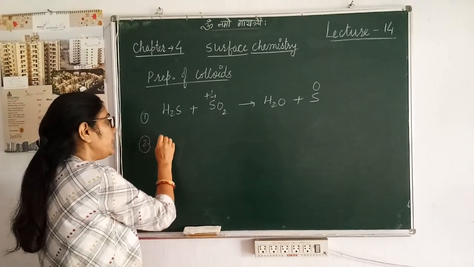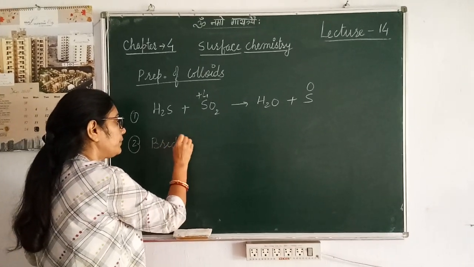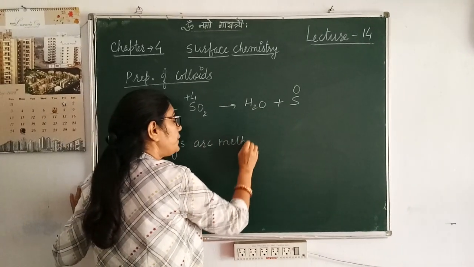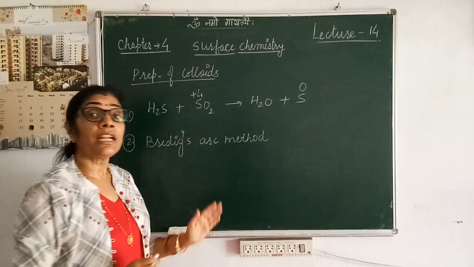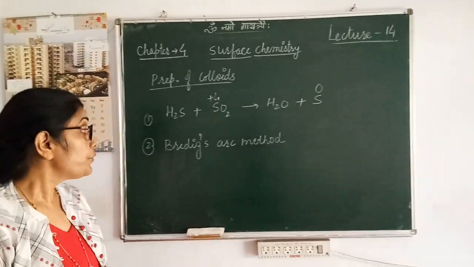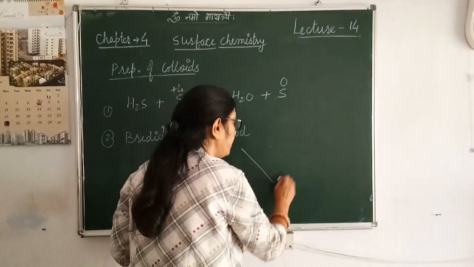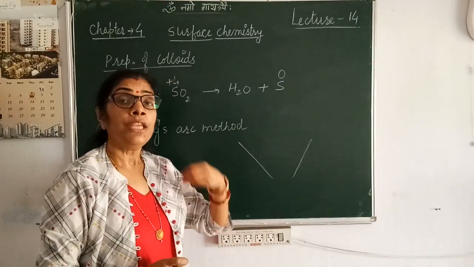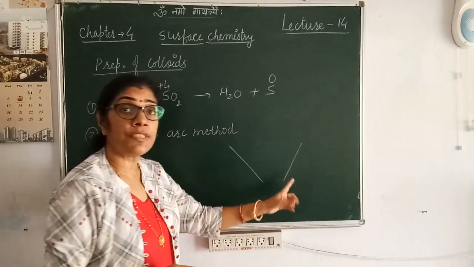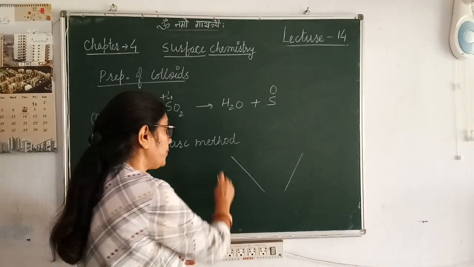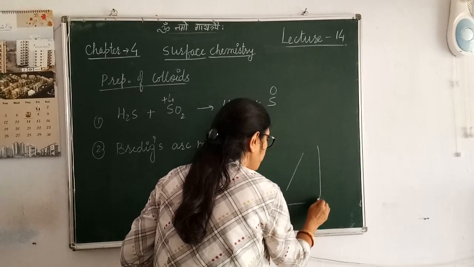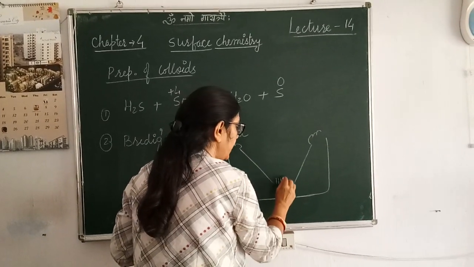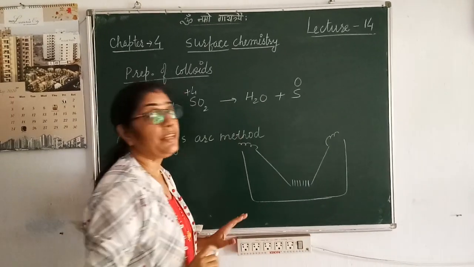The second important one is Bredig's arc method, which is also known as the electrical disintegration method. So the metal whose sol is to be prepared, suppose platinum, then we take both the electrodes of platinum. If gold is to be prepared, gold electrodes. If silver is to be prepared, silver electrodes. So the metal whose sol is to be prepared is chosen as an electrode, and both these electrodes are struck with an electric arc.